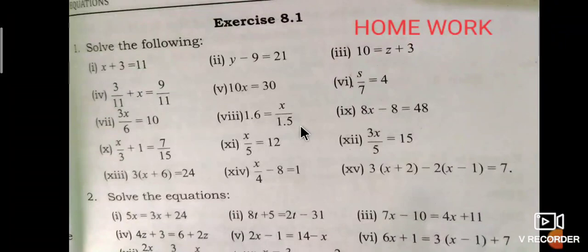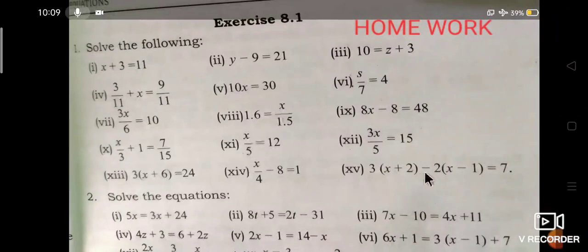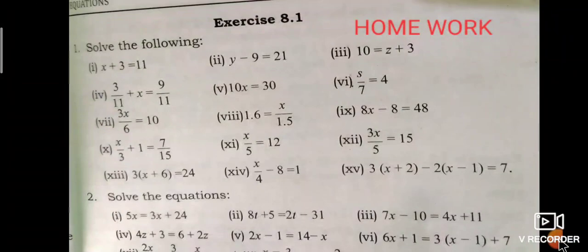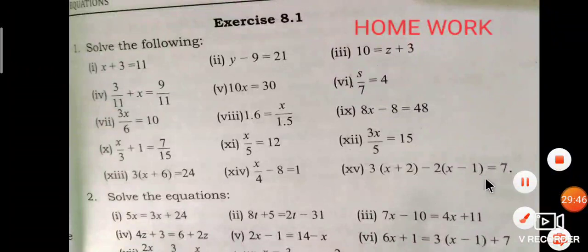Dear students, all of you solve these homework questions and send all of your answers in the WhatsApp group. I will send the correct answers.